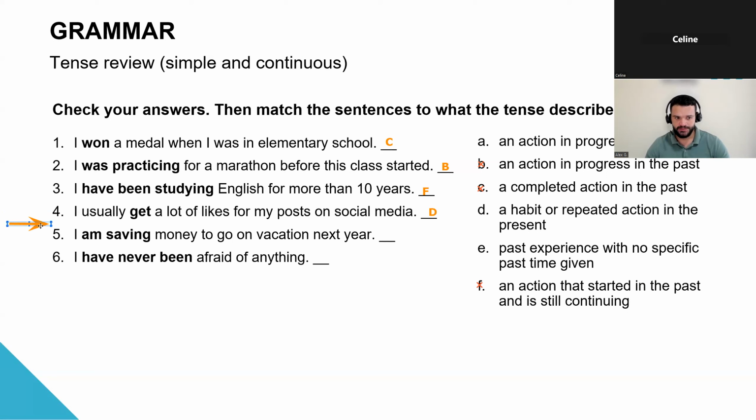I'll help you with the next one. I am saving money to go on vacation next year. This is going to be, we'll eliminate here. This one is going to be an action in the future. I am saving money. Oh, this is progress. So this would be A, in progress at the moment, I am saving money. Okay. And then finally, go ahead and complete the last one. I have never.